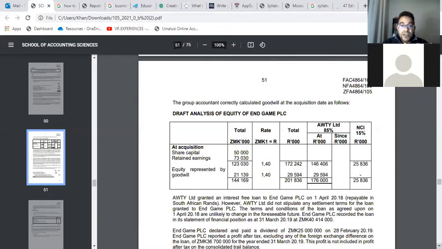But this setup over here is exactly how we're going to set up an analysis of equity when you have a foreign operation. So there they have at acquisition, we have share capital, we have retained earnings, we have total equity. Then there's equity represented by goodwill, and that will give you total equity. Okay, so we will deal with that. So there you can see all of those numbers. So as you can see, our percentage is 85% and NCI is 15%.